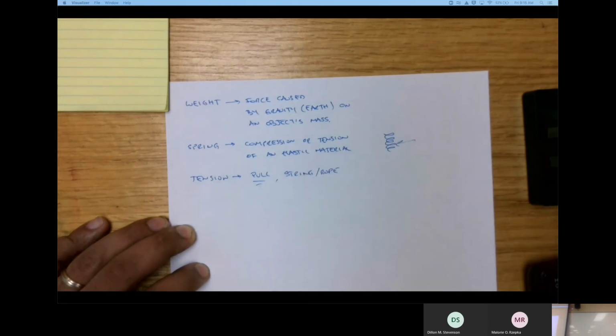You cannot push with a rope. You can only pull. So we call tension a specific kind of force just because it only has a pull action, and there's no way you can push with a rope. Okay.